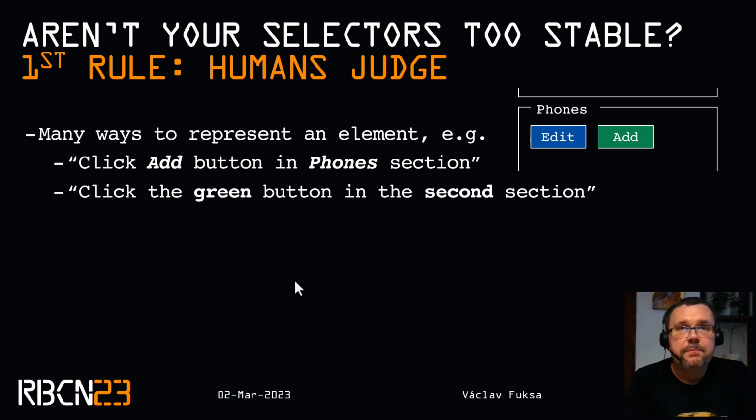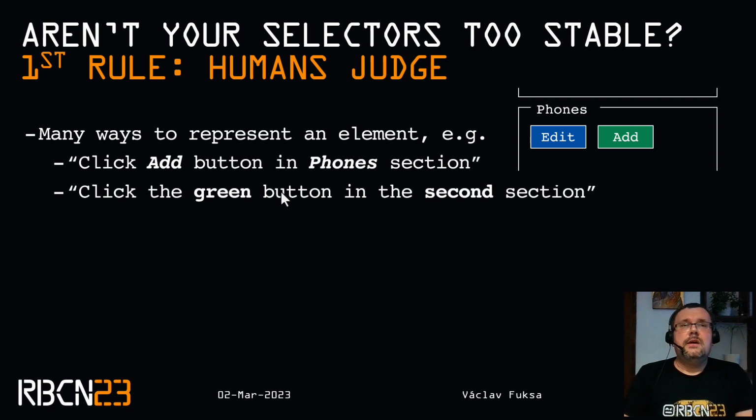Here's a simple example. We want to click the Add button in the Phones section. And these are the words which the author can use for the description of the element. But they might also represent the same element as the green button in the second section. I don't think the second description is worse than the first one.